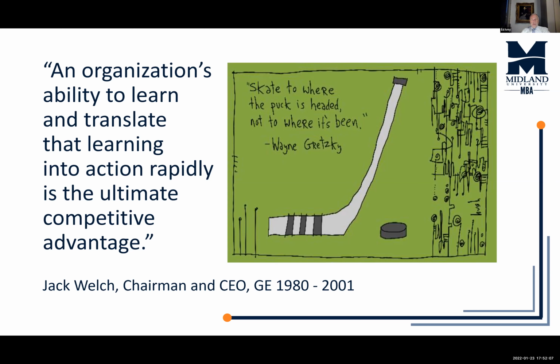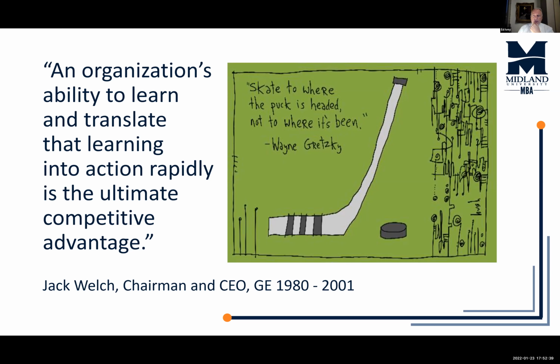And then finally, here is a quote from Jack Welch, who was chairman and CEO of GE for 21 years. "An organization's ability to learn and translate that learning into action rapidly is the ultimate competitive advantage." So what does he say? Being able to translate that quickly into action. Action is the key. That is the competitive advantage. Learning and translation into action.